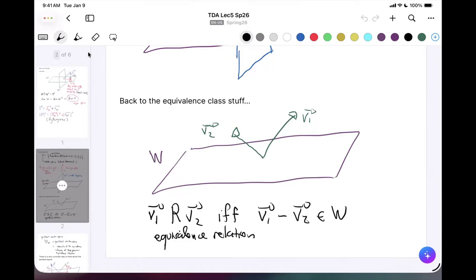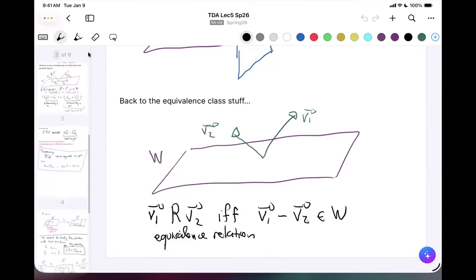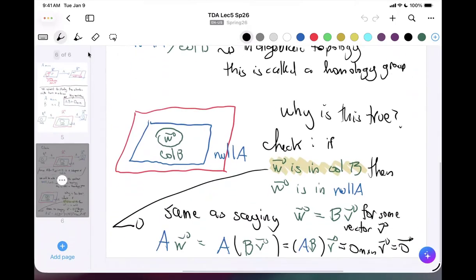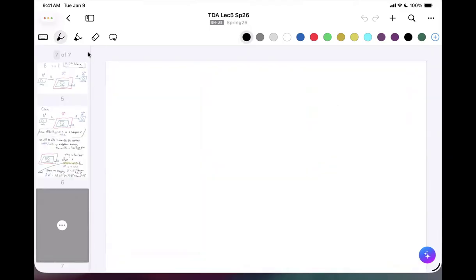So what I'm saying here is that once you know the column space lives inside the null space, you can introduce an equivalence relation where two vectors in the null space are related if their difference belongs to the column space. In fact, maybe I should write it down explicitly, because that's where we're headed.